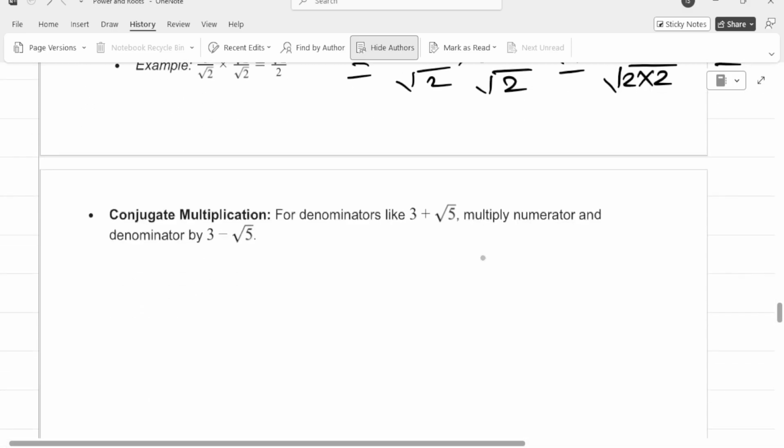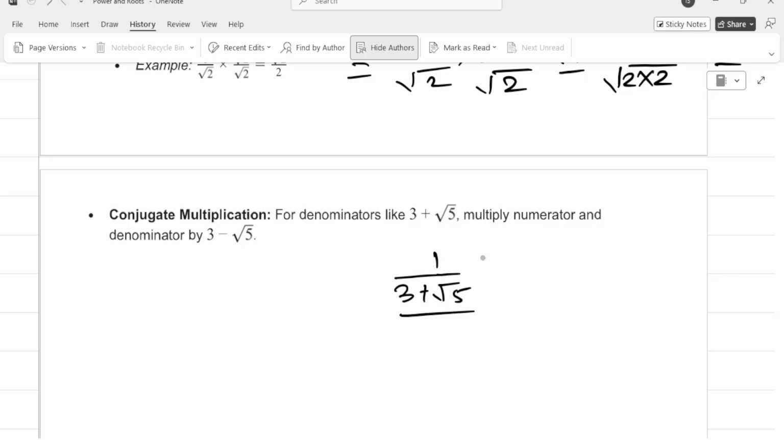Simple. For a denominator like 3 plus under root 5, the expression is 1 upon 3 plus root 5. I want to remove this root. So what we do? Just multiply with the conjugate, with the negative sign: 3 minus root 5 in numerator and denominator. So what do we get now?